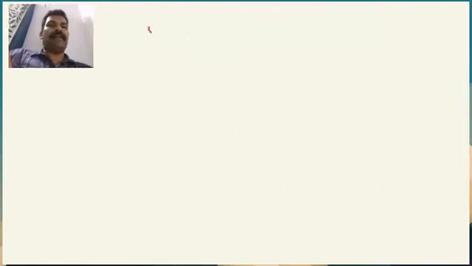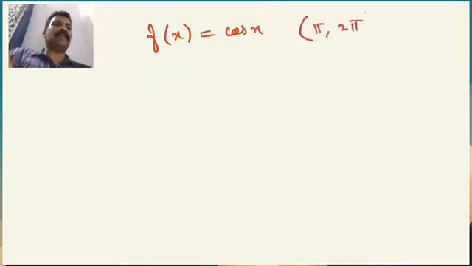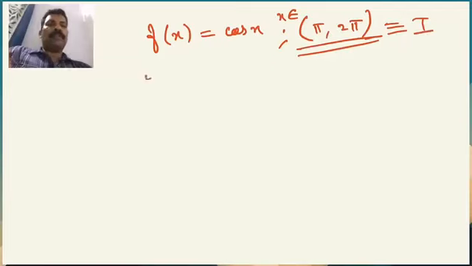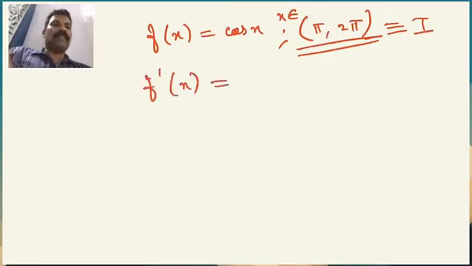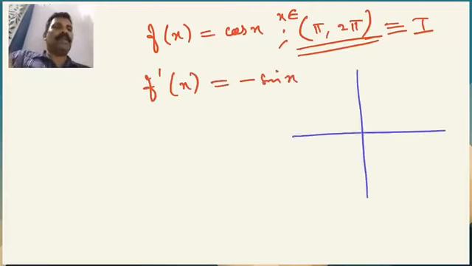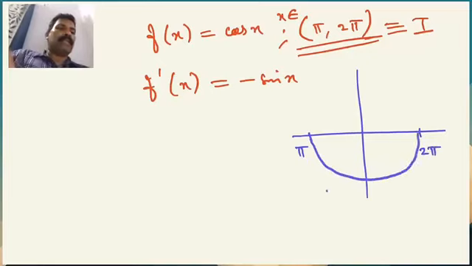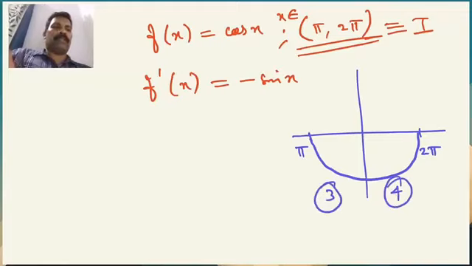Then again you can verify the same function given by f of x is equal to cos x. What about pi to 2 pi? If we consider the interval pi to 2 pi, that is x belongs to this open interval, then f dash x is equal to negative sin x only. Pi to 2 pi means we consider the third quadrant and the fourth quadrant.